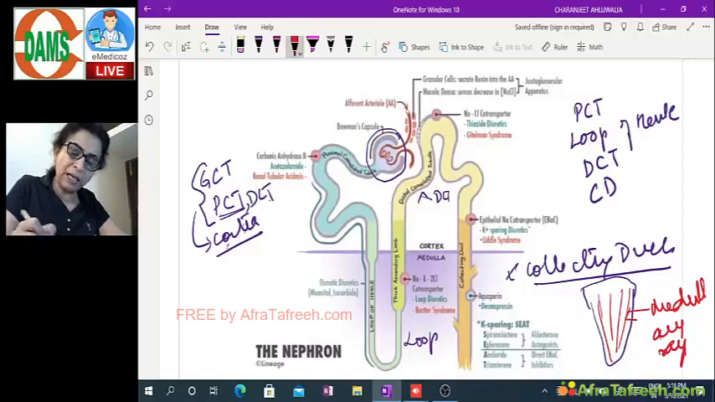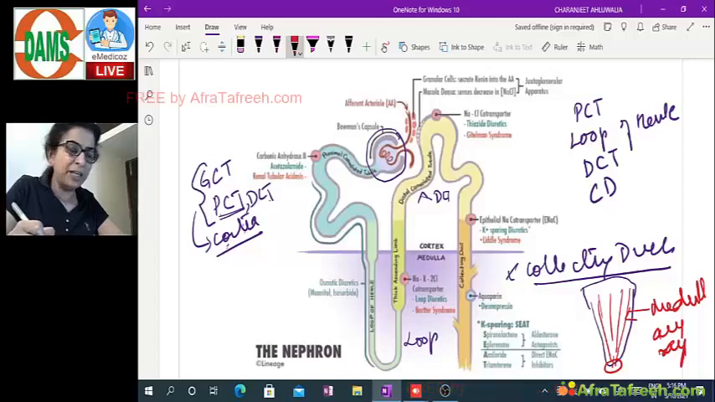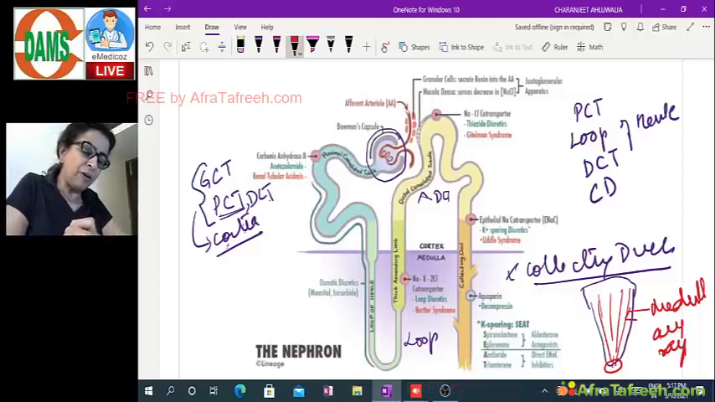All the collecting ducts open at the tip of the medulla. So these medullary rays are actually collecting ducts which have collected all the urine, and they will empty it at the tip of the medulla. From here, the urine which is formed in the glomerulus. So where is the urine formed? It's formed in the glomerular capillary tuft by filtration of blood.